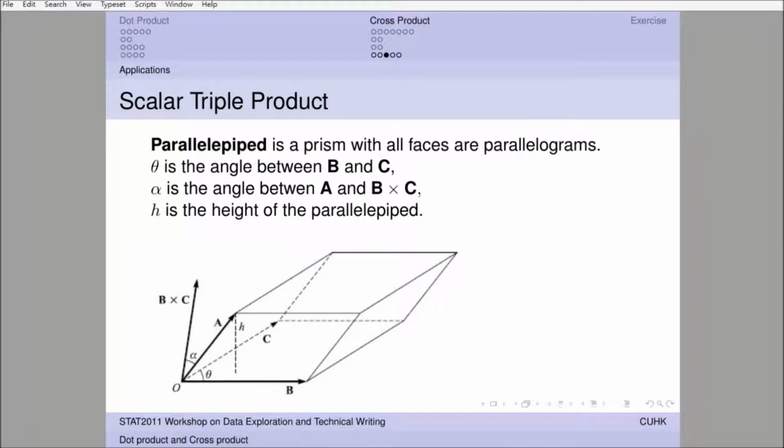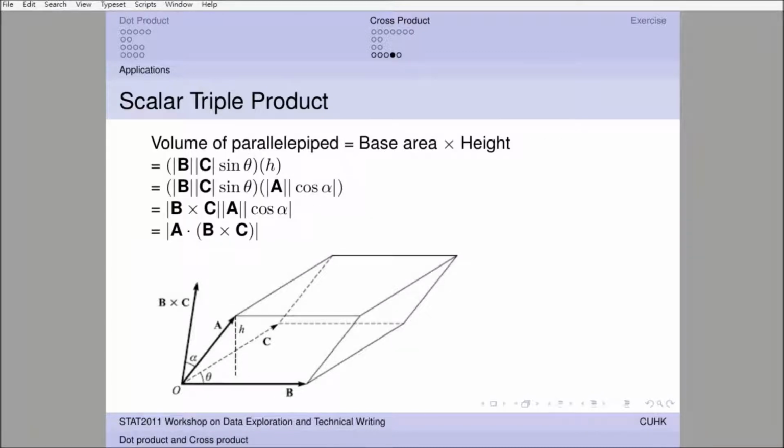The second application is the calculation of the volume of a parallelepiped by the scalar triple product. A parallelepiped is a prism with six faces of parallelograms. Regarding the figure, theta is the angle between vectors B and C, alpha is the angle between vector A and the cross product of B and C, and h is the height of the parallelepiped. The volume equals the base area times height, which is length of B times length of C times sine theta times h.